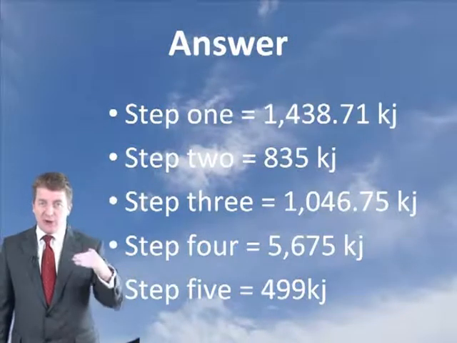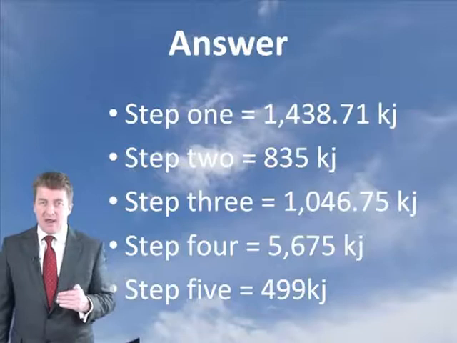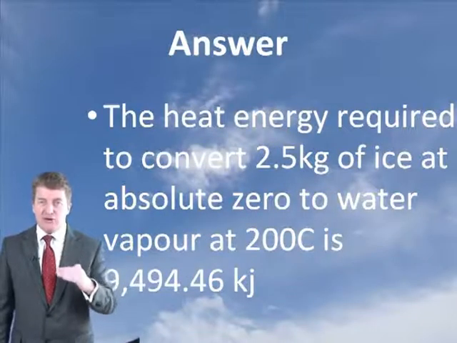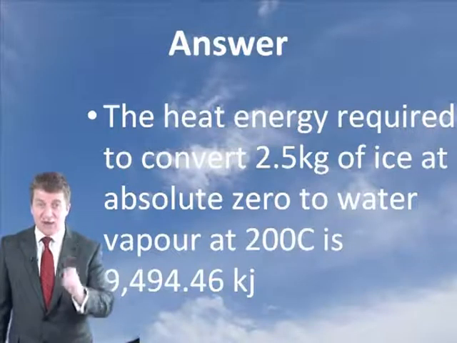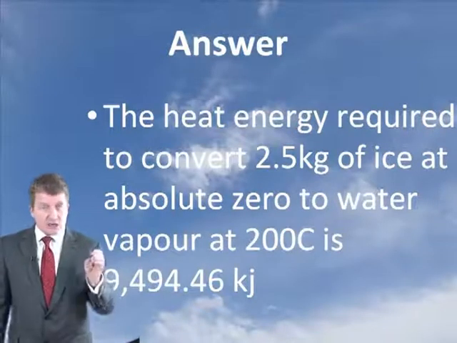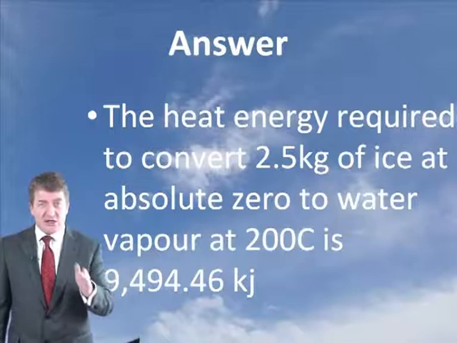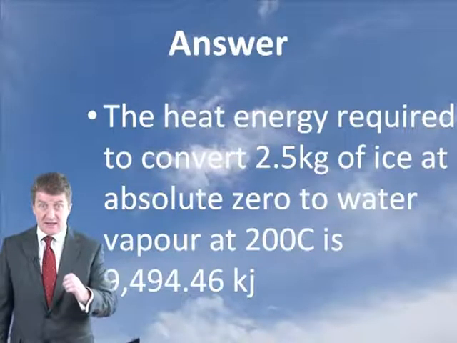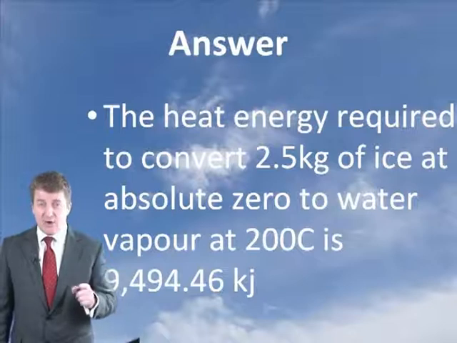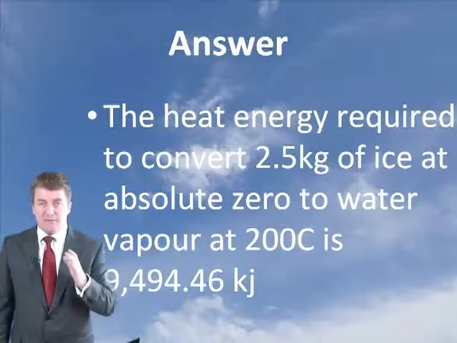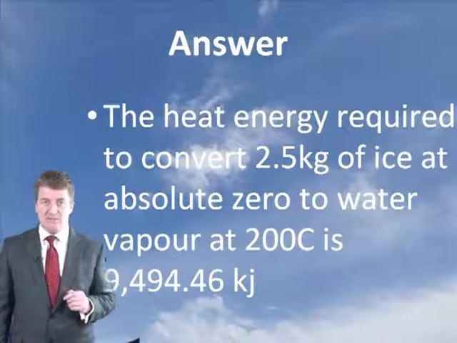So we add up all these energies and we come out with 9,494.46 kilojoules. So the heat energy required to convert 2.5 kilograms of ice at 0 Kelvin to water vapour at 200 degrees C is 9,494.46 kilojoules. Now don't forget, this works both ways.